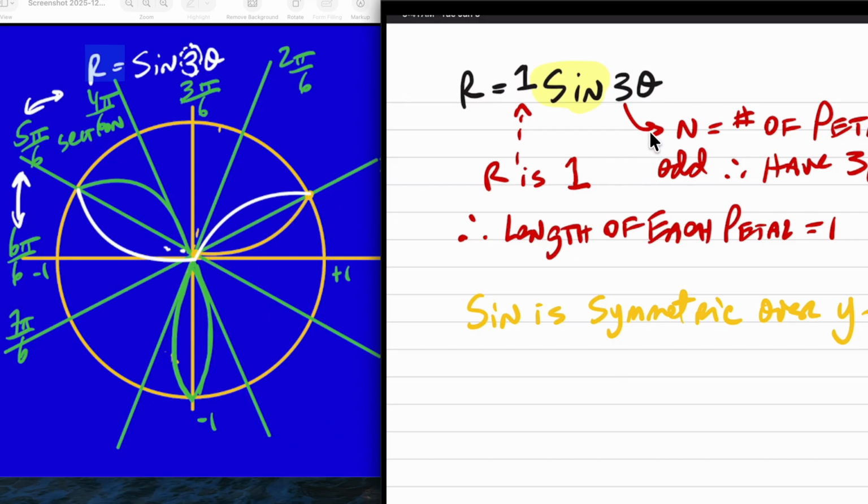We also see that because the n value, which tells us the number of petals, is odd, you keep it as you see it. So there should be 3 petals, and indeed we have 3 petals. And finally, since it's a sine graph, it's going to be symmetric over the y-axis. So if we look at this as the y-axis, you could see that this graph is symmetric over the y-axis.